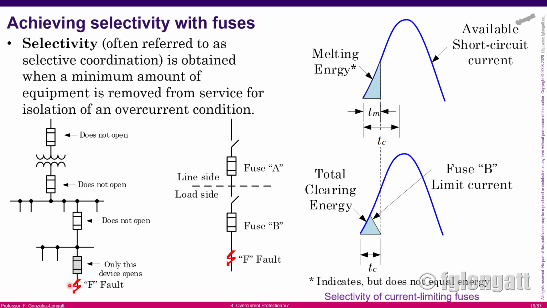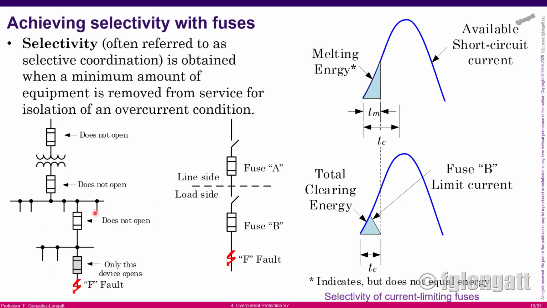If we assume that there is a short circuit fault here at the point F, the fuse that must work is the fuse located at this position. It's the only fuse that must work. This one does not open, this one does not open, this one does not open. If any of these in the coordination line opens, that means we are in trouble because we lose selectivity.